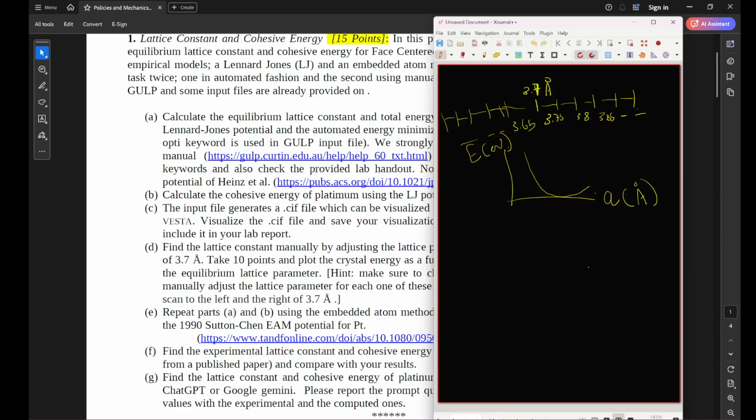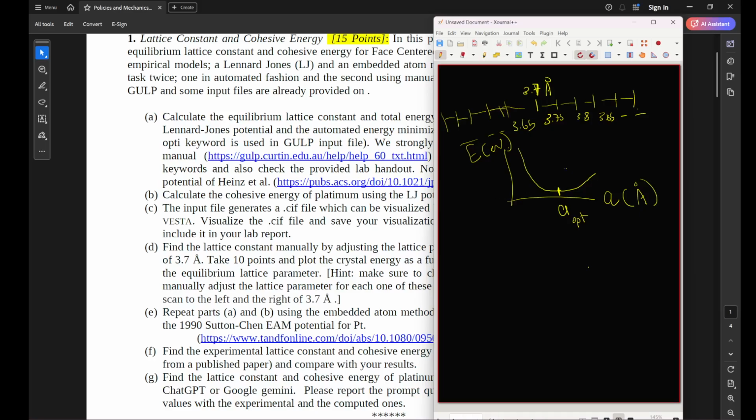Typically, this graph looks like this. Maybe allow me to adjust this for a second. Yeah, energy as a function of volume. Typically, it looks like this. So there is some equilibrium lattice parameter, and it's the optimum one, which usually corresponds to the minimum energy.